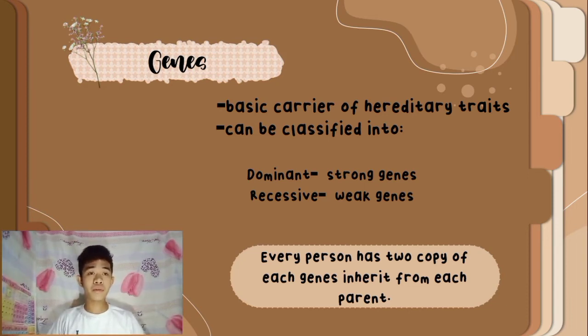But it doesn't mean that the blonde hair color is not present in your genes or in your DNA. You have the blonde hair color, but in your genes. That is the reason why it is called the weak gene, because it did not appear in our physical appearance or in our physical features. Every person has two copies of each gene, inherited from each parent.